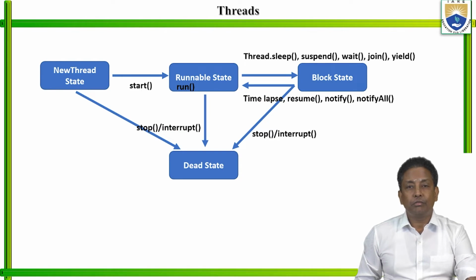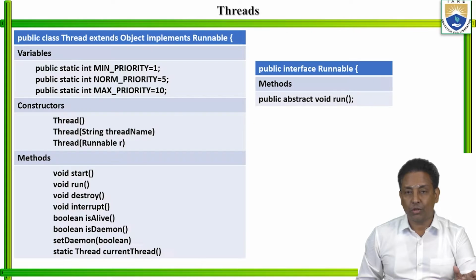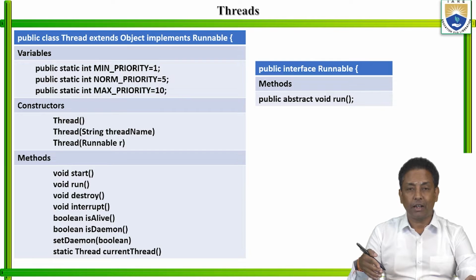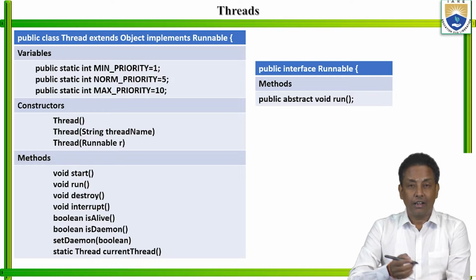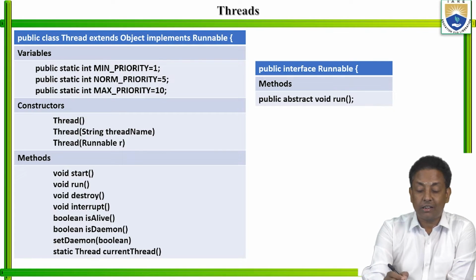So before coming to the thread lifecycle, I just want to give a brief glance at the thread API, the thread class, and then I'll go to the thread lifecycle functions. From those lifecycle functions, I'll explain where all these methods are used. The thread class is in the java.lang package.